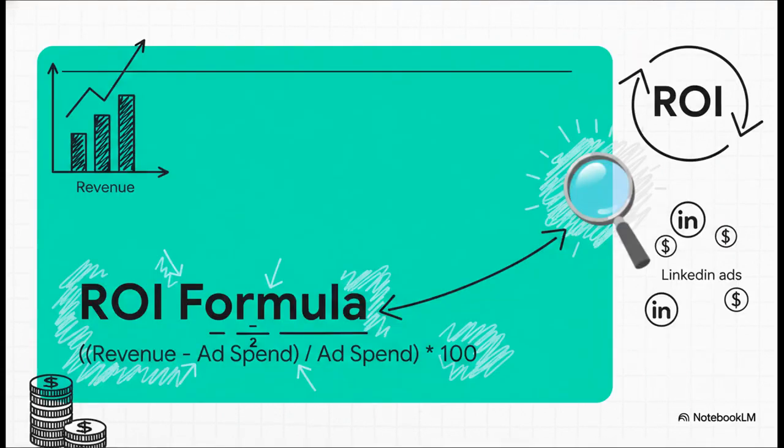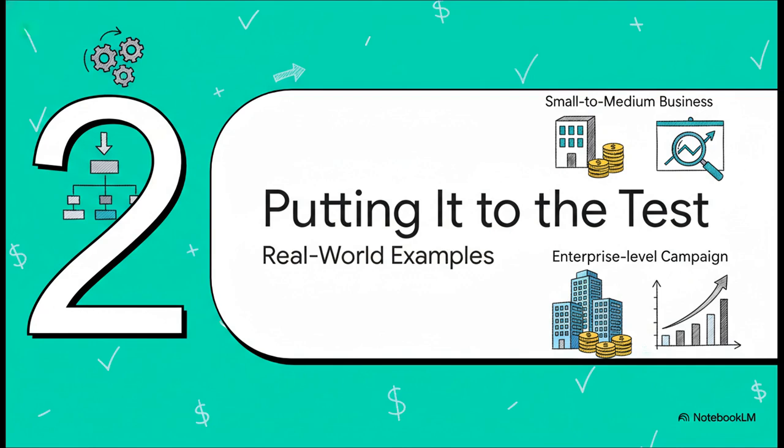And here it is, the brilliantly simple final step. Once you've figured out the total revenue from your ad-driven deals, the formula's easy. You take that revenue, you subtract your ad spend to find your net profit, and then you divide that profit by the ad spend again. Multiply by 100, and there's your ROI as a percentage. So a 300% ROI means for every single dollar you put in, you got $4 back. Simple as that.